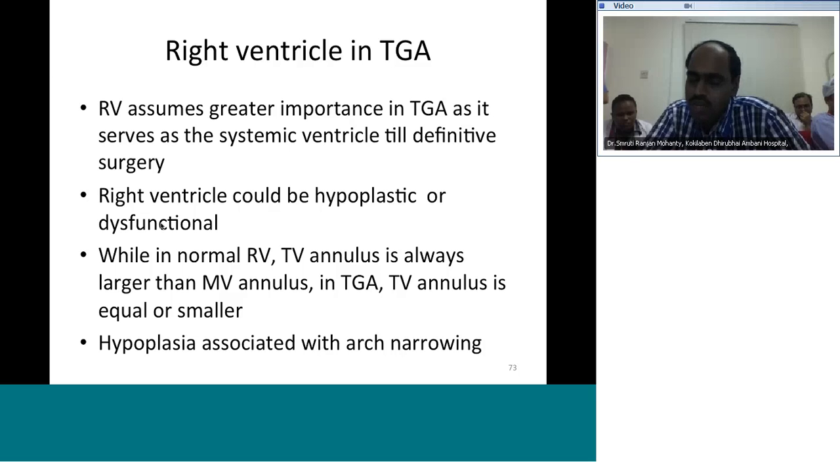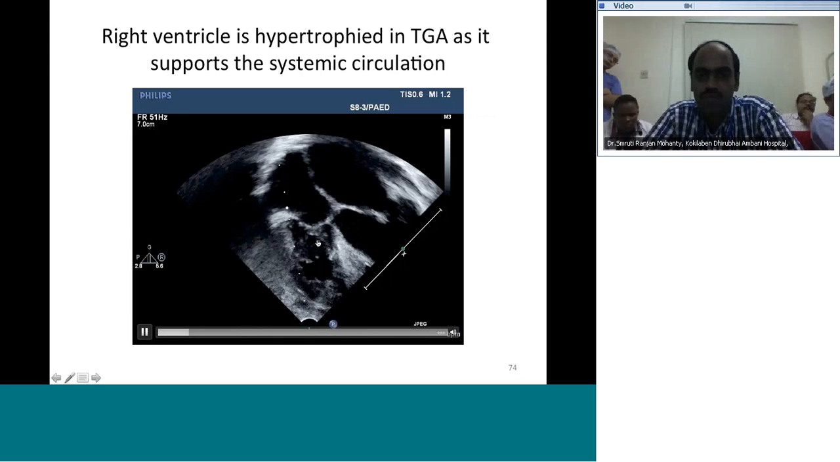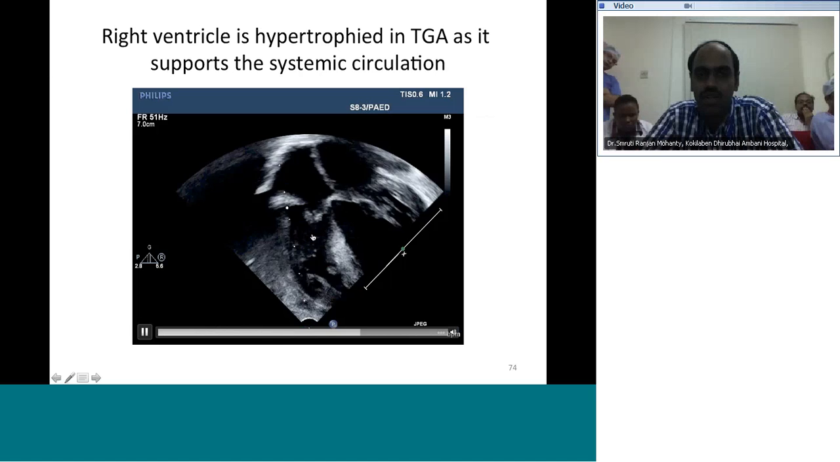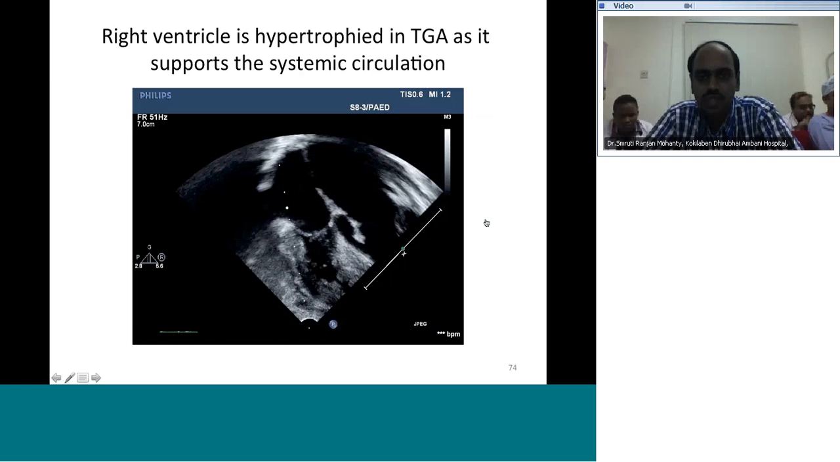In a normal heart, if you are doing a normal echocardiogram for, say, a 10-year-old child, the tricuspid annulus will be larger. But in a transposition, tricuspid annulus is smaller. Hypoplasia may be present, and if there is a hypoplasia of the tricuspid valve, then it can be associated with arch obstruction. So this is the right ventricle. You can see that it's marginally smaller, and the tricuspid valve is smaller than the mitral valve.